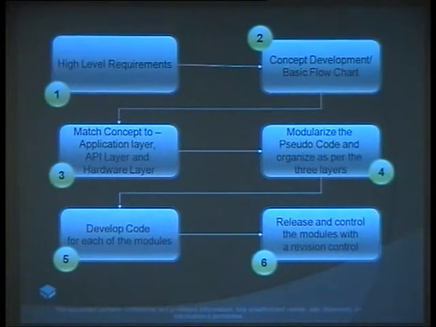So this basically is our flow chart. This is basically what we have: 1, 2, 3, 4, 5, 6. Basically the six steps we follow for developing code.